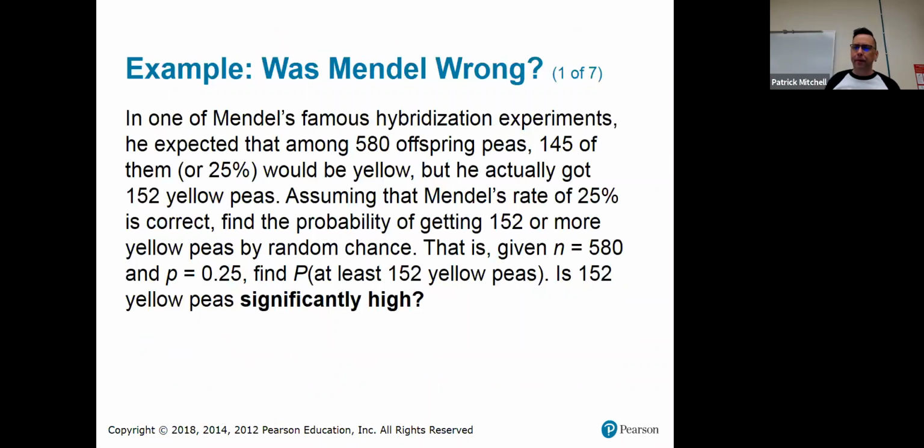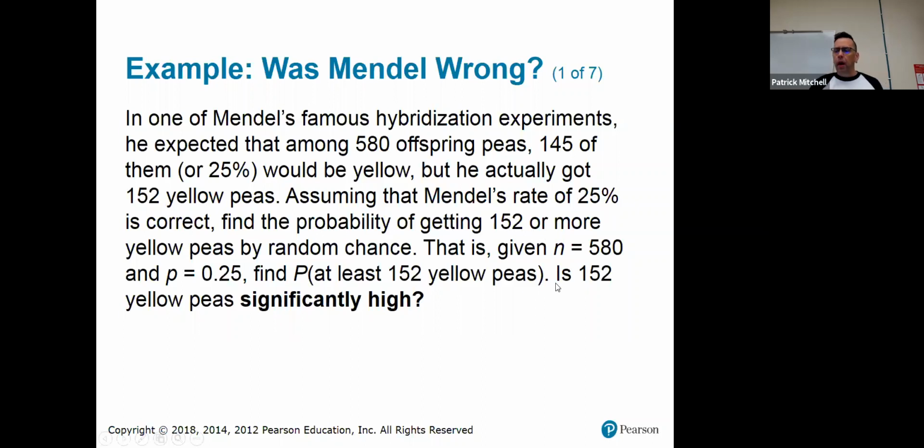Okay, so here's an example finally. In one of Mendel's famous hybridization experiments, he expected that among 580 offspring peas, 145 of them, which is 25%, would be yellow. But he actually got 152 yellow peas. Assuming that the 25% is correct, what is the probability of getting 152 or more yellow peas by random chance?